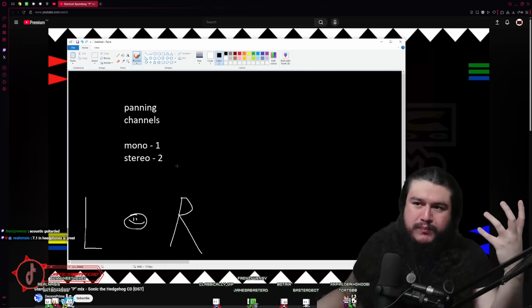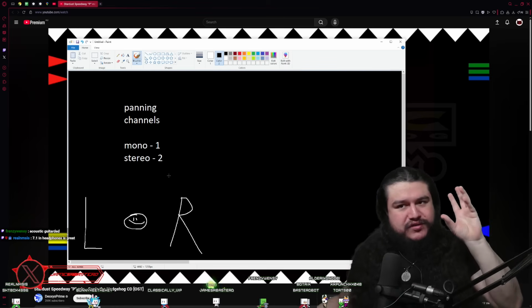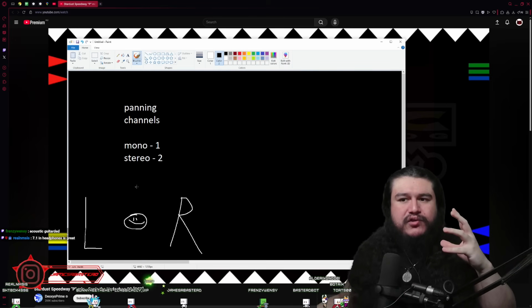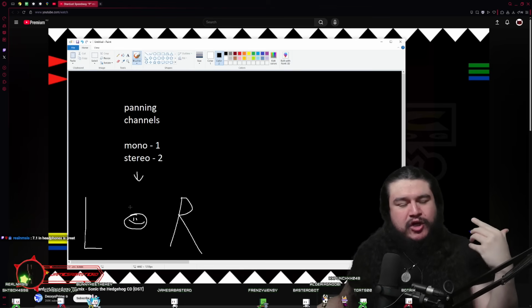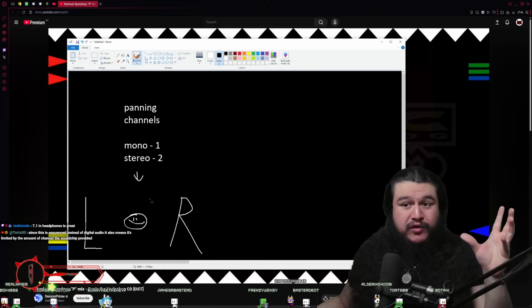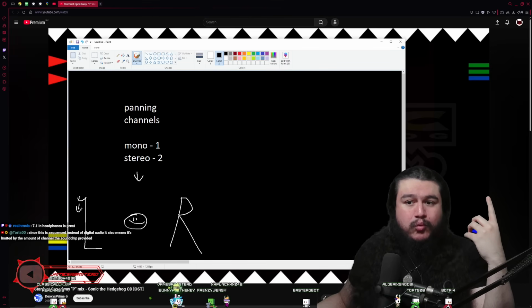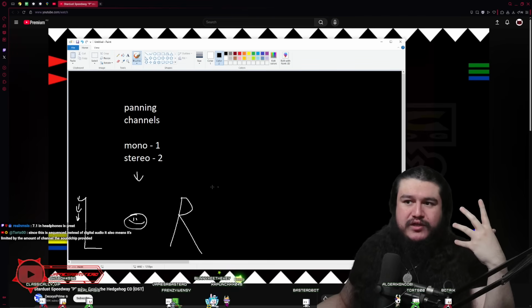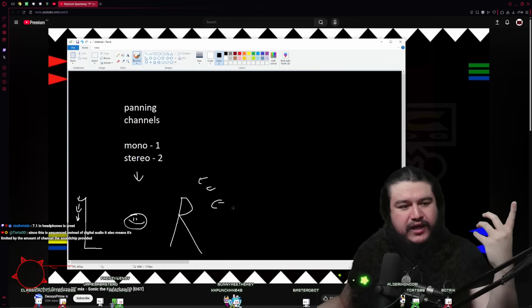So the way that panning works is that when you have something coming at 100% or the same volume from both left and right speakers, it's going to sound like it comes from the front. Let's say we have a guitar track. If it's played at 100% volume on both sides, it's going to sound like it comes from the front. However, if we start lowering the volume on one speaker, the more we lower it, the further it's going to start sounding like it is from the other end.